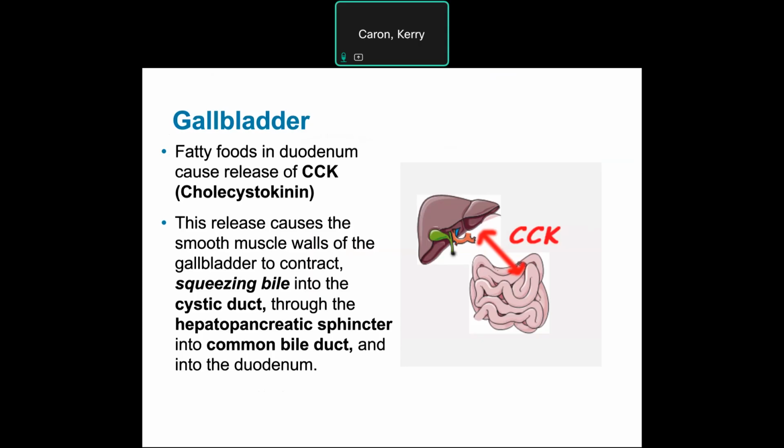So that's how fatty foods entering the duodenum are going to trigger CCK. CCK is going to squeeze the gallbladder. Any bile in there is going to enter the duodenum through the cystic duct by the hepatopancreatic sphincter. And that's how we end up with bile in the small intestine.